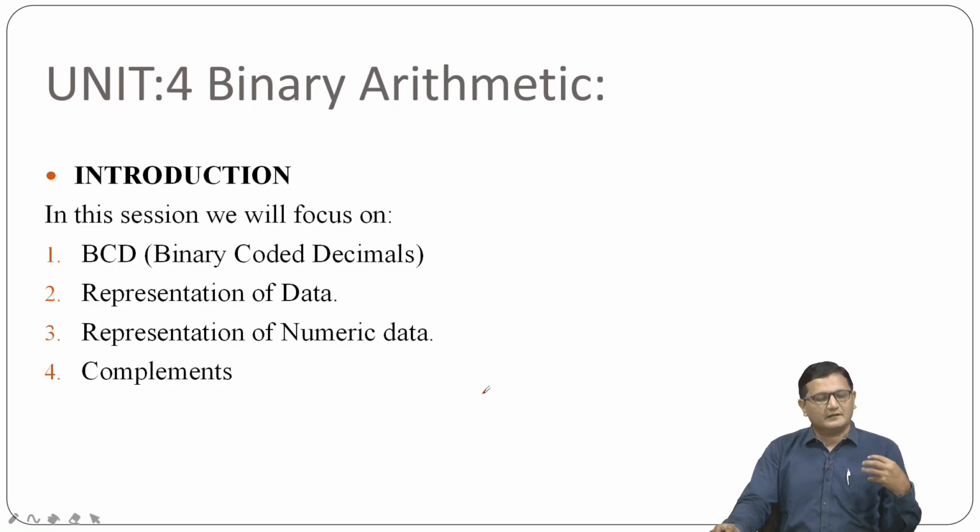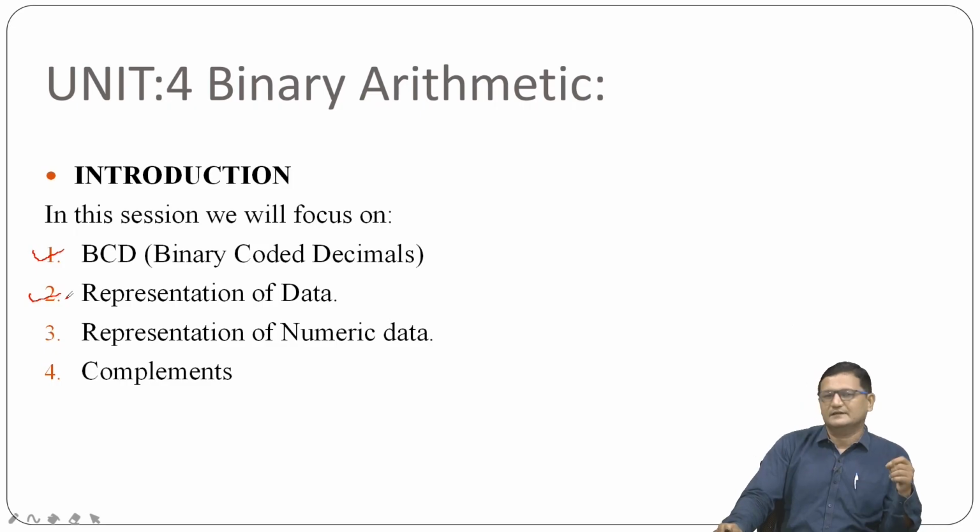We have already discussed that when we give a number in the form of decimal, that number is converted into binary format, and then the machine processes it in binary. But is binary the only method, or are there other options? Yes, another option exists, which is known as BCD. So in today's session, we will focus on BCD. We will go into the detail of what BCD actually is, and then we will see how we can represent data.